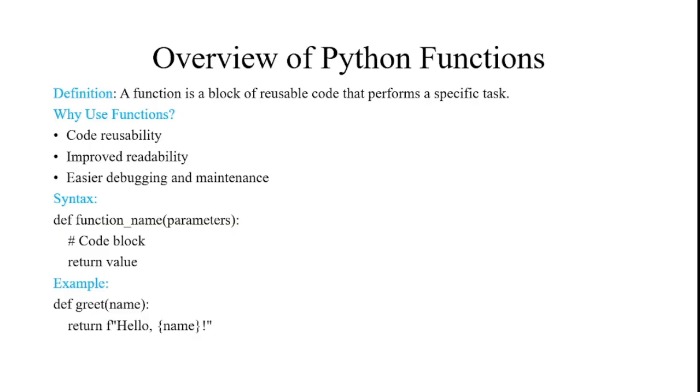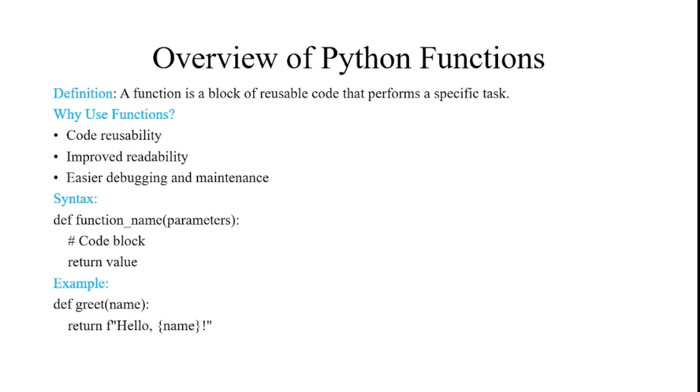So let us start. Here first comes the definition of the function. The function is just a block of reusable code that performs a specific task. Advantages: the code reusability, that is we can reuse the code again and again by just calling the functions. Second, it improves the readability. If we break a large program into various functions, then it becomes more readable. And third one is the easier debugging and maintenance. If there is any error or if we want to debug the program, then it becomes easy to debug if it is divided into functions.